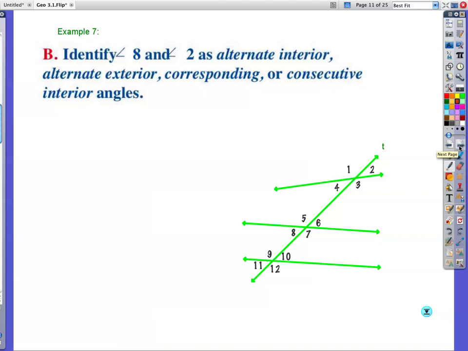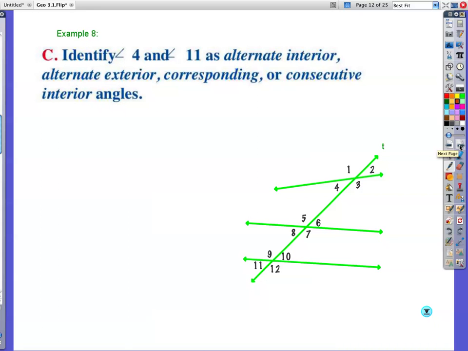Angle 8 and angle 2. They are on alternate sides of the transversal, and then they are on the exterior as well. So these are alternate exterior angles.